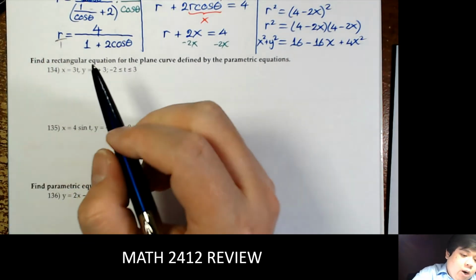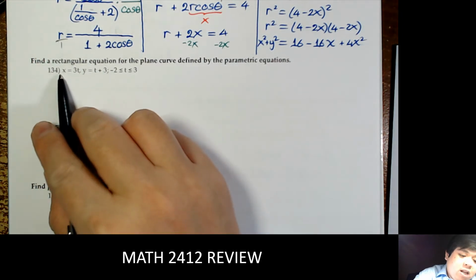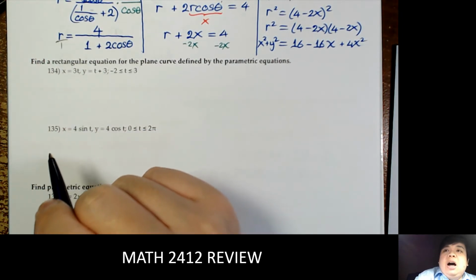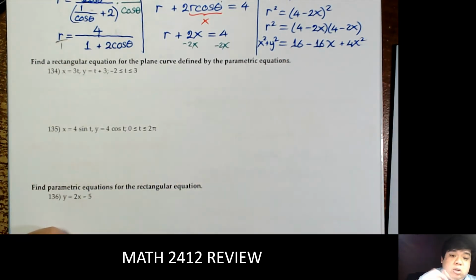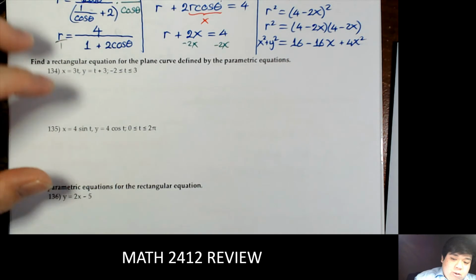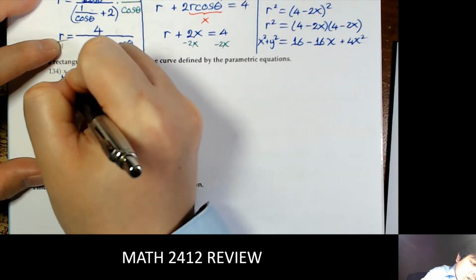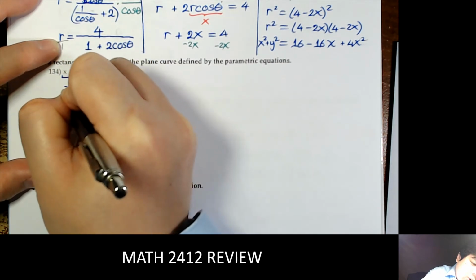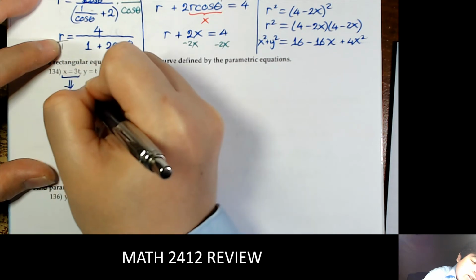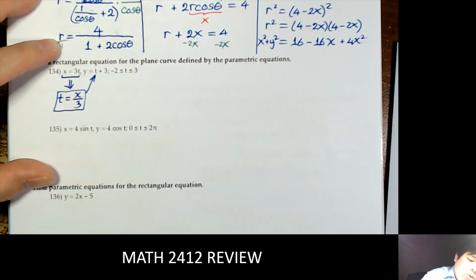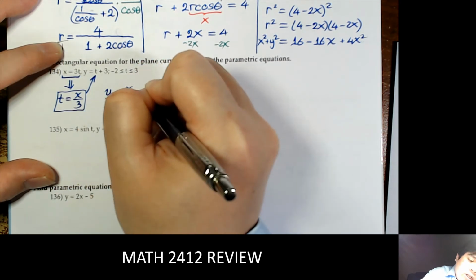So first, we have t between -2 and 3. x is that, y is that. So it's very easy. Either we solve for t in terms of x or y, then substitute into the other equation. So from here, x equal to 3t gives us t equal to x over 3. And we just substitute this into this equation. So we have y equal to x over 3 plus 3.